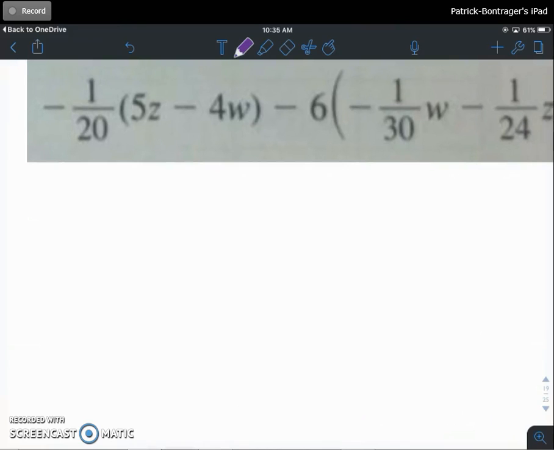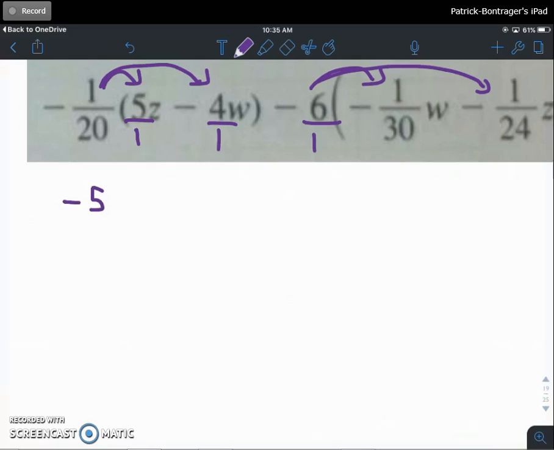Again, when we distribute, we're going to be working with fractions throughout. So I need to make all my non-fractions fractions, because I multiply my numerator into numerator, and my denominator into denominator. So for the first distributing, negative 1 times 5 is negative 5. 20 times 1 is 20. So I get negative 5 over 20z. A negative times a negative is going to be a positive. So 1 times 4 is 4. 20 times 1 is 20.